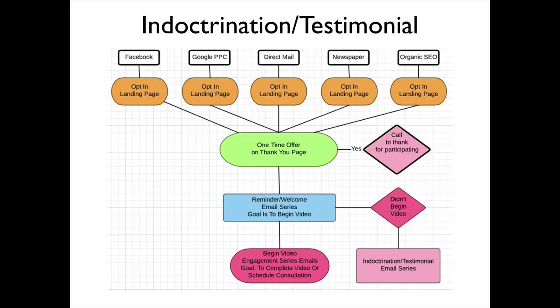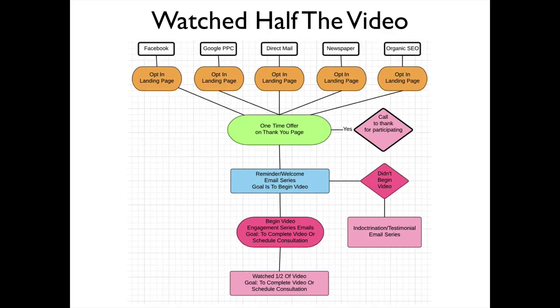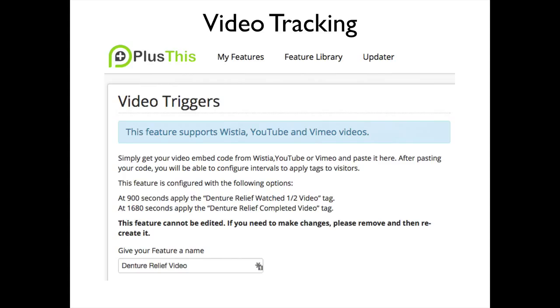So we need to treat these prospects differently than your competitors are doing. Now we're going to begin tracking exactly how much of the video they watch. So the next sequence we're going to add is for those that have watched at least half of the video, but not the entire video. So this is another contingency, right? We're able to track how much of a video someone watches. So if they watch half the video, we're going to send them a series of 4 emails designed to get them to complete the video or schedule a consultation.